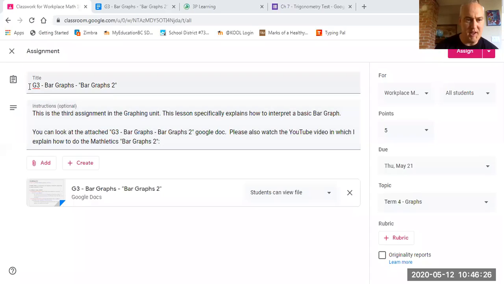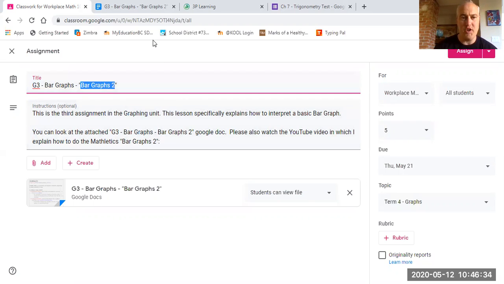This is the third lesson on the graphing unit. Today we're going to be talking about bar graphs and how to interpret them. So let's take a look at what this looks like. This is the assignment that you should be seeing. It's going to be called G3 bar graphs, and the actual Mathletics assignment is called bar graphs 2.